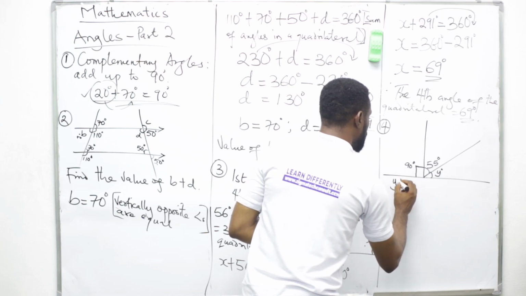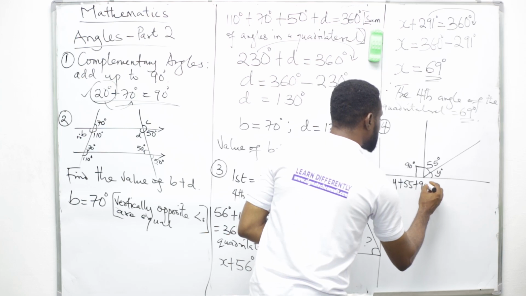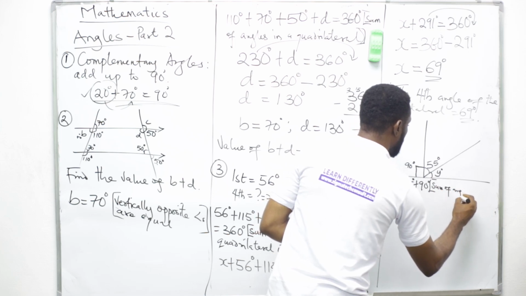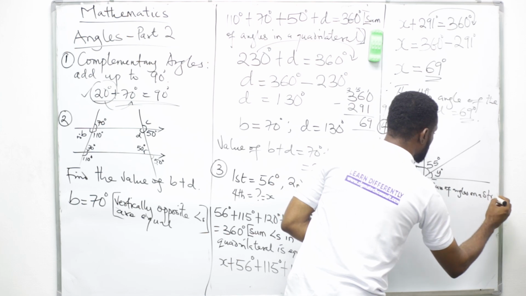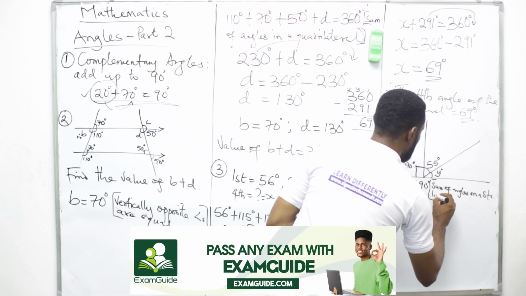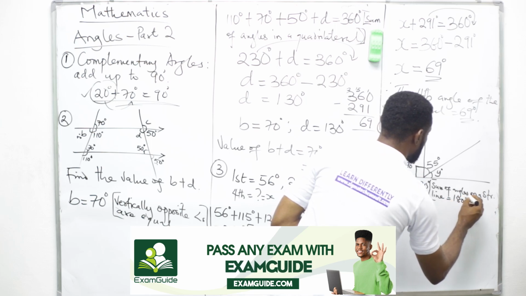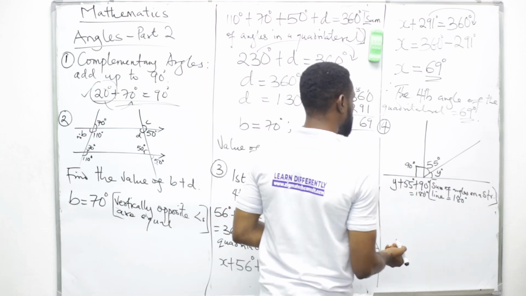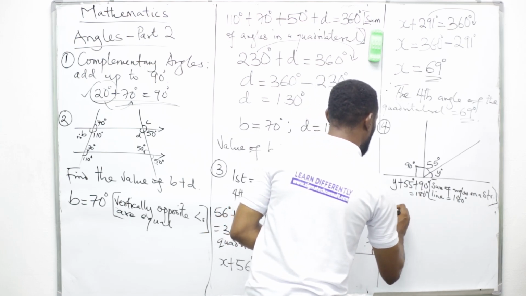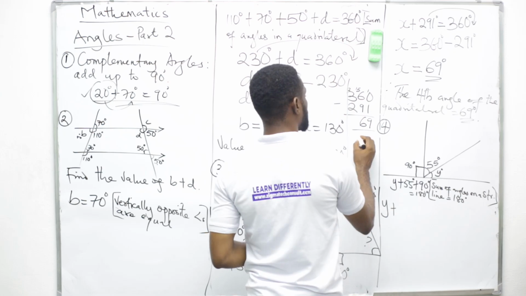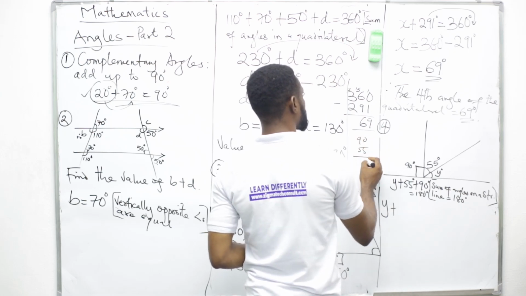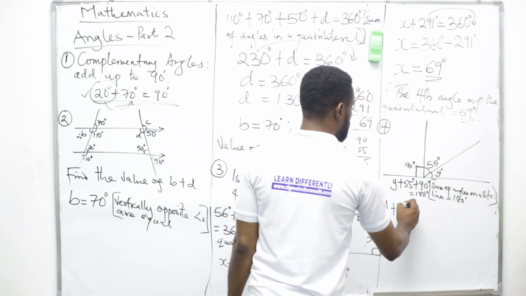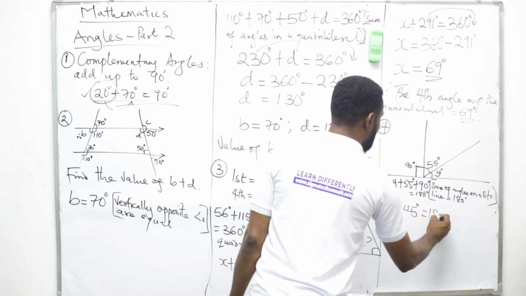y plus 55 plus 90 degrees. What is the reason? Sum of angles on a straight line equals 180 degrees. You get that? So y plus 90 plus 55. We have 90 and 55. This plus this is 5, 9 plus this is 14, so this is 145. So y plus 145 degrees is equal to 180 degrees.